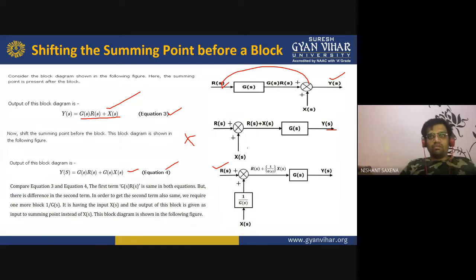So what will it give me? It will give me X(s) upon G(s). So look at R(s) plus 1 upon G(s) into X(s). When I get the output Y(s), I will be getting the equation similar to equation number 3. I hope this is clear to you now.